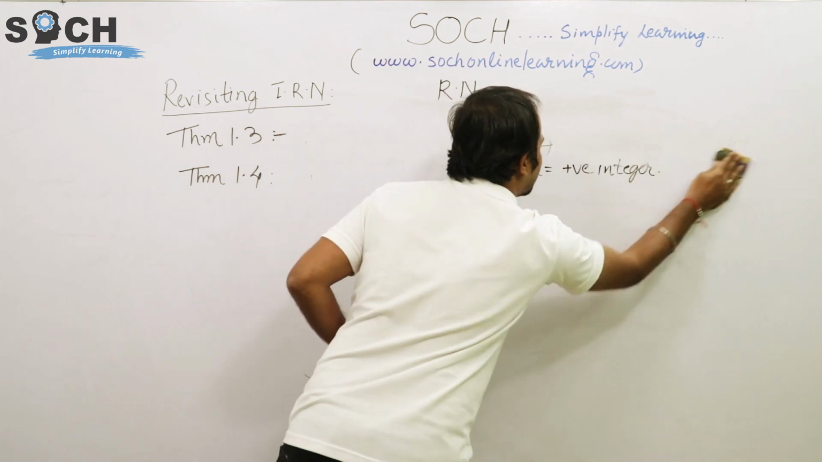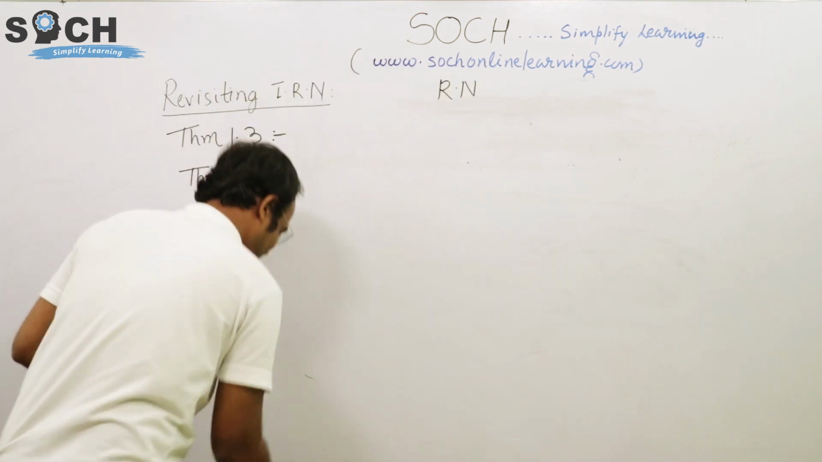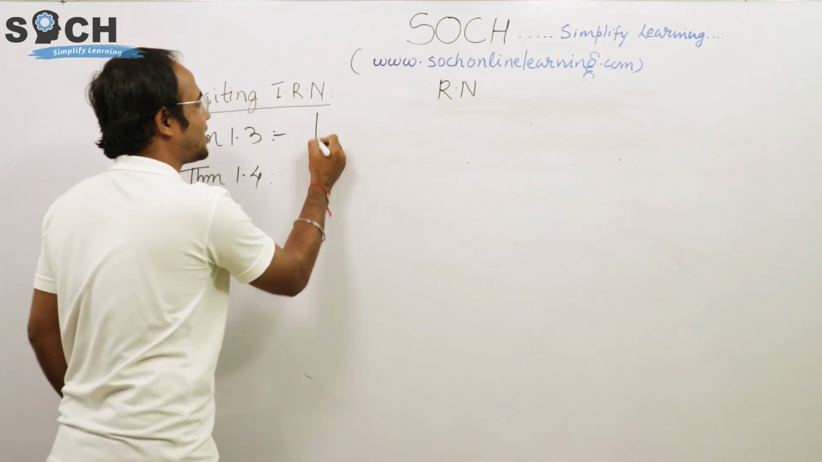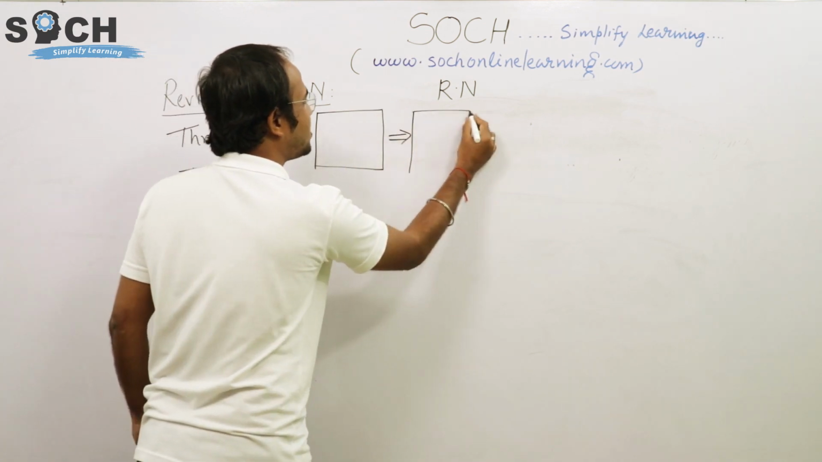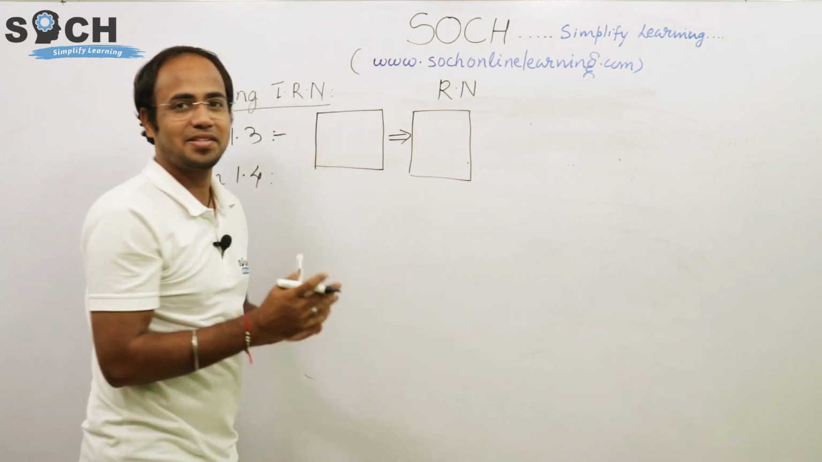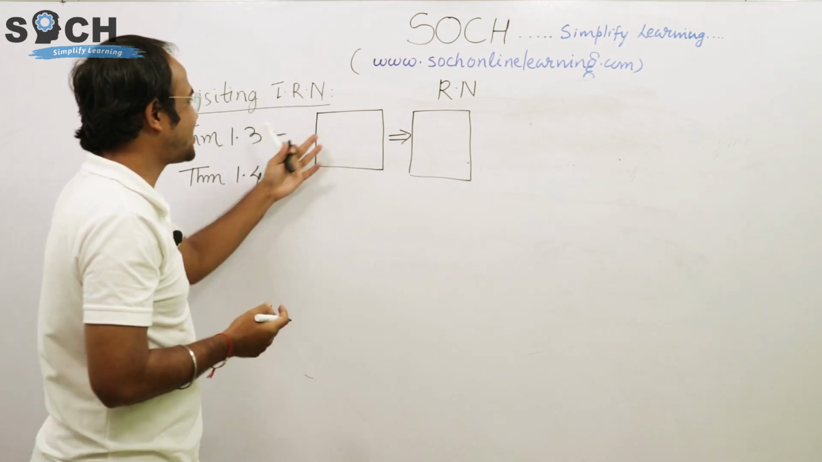It looks very difficult to me. Now I convert this statement into small, 2 boxes. I convert this into 2 boxes, 1 box and 2 box. Can you please repeat? Because SOCH is all about simplified learning. So what is this theorem?